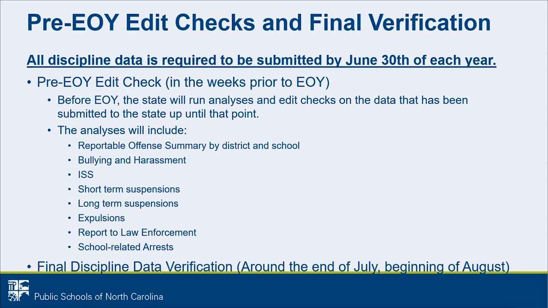With the final verification, it is the numbers that are submitted as of June 30th, but it's just one last time to review the data, because what we give you in the final verification is what will go into the consolidated report and what will be displayed in the school report card. Again, we send this out as a spreadsheet, and we ask that it's signed and returned to us.